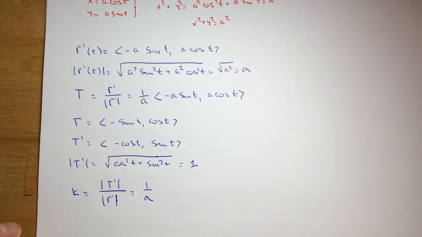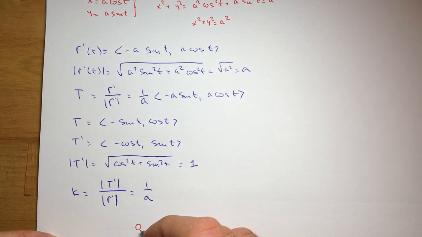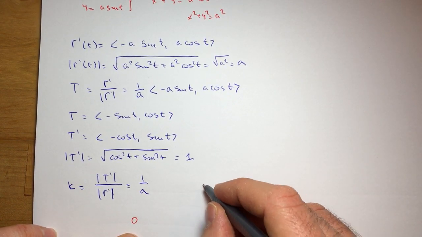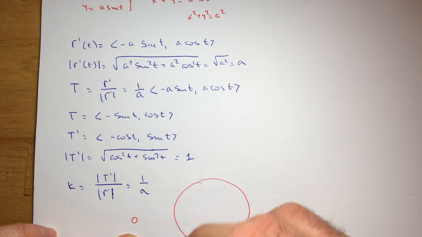Okay. So what does this say? It says that the curvature is equal to 1 over the radius of the circle, or in other words, the smaller the circle, the bigger the curvature, right? This circle has bigger curvature than this circle right here.